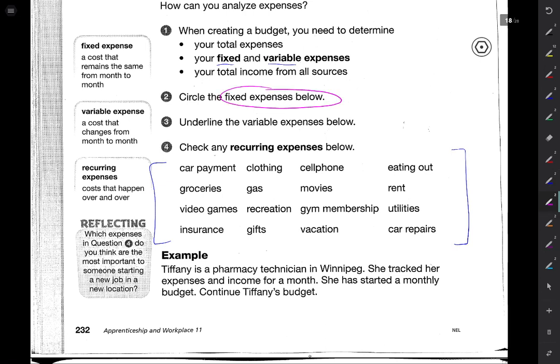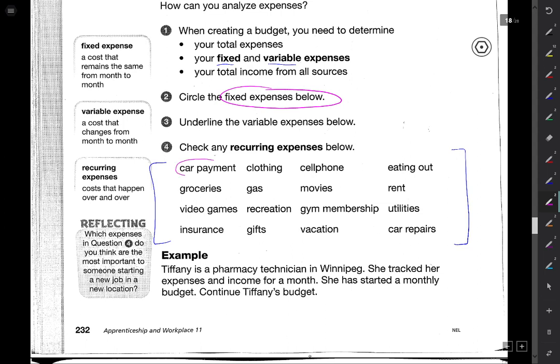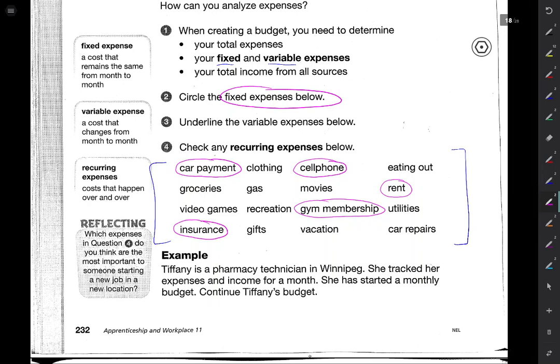A fixed expense is an expense that does not change every month. So it'll be the exact same amount of money every time you have to pay it. For instance, a car payment, that would be a fixed expense. You would pay, I don't know, $400 a month for your car. Clothing, on the other hand, that would depend on each month. Cell phone, that would be a fixed expense, the same amount every month. Rent is definitely the same amount every month. Gym membership would be the same every month, as well as insurance for whatever. So if it's your house insurance, your apartment insurance, car insurance, and so on.